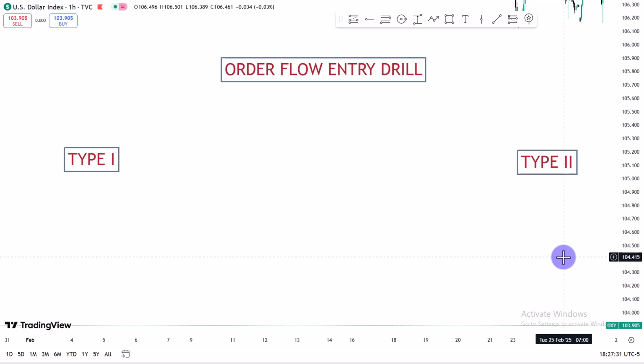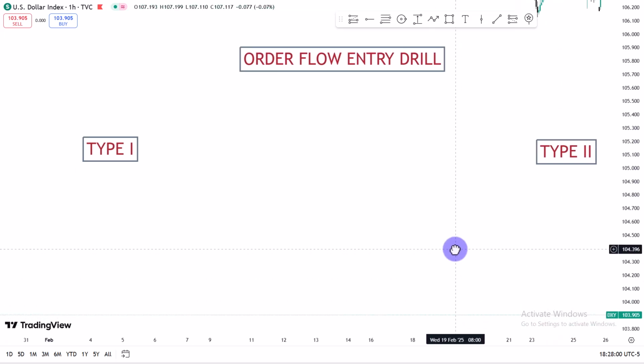The institutional order flow entry drill is not the magic itself. The magic is in your ability to confluence or identify this entry pattern in the direction of the order flow. There has to be a directional bias. There has to be something you are looking for. There has to be an objective you are looking at the market trading into before you look for this entry pattern.